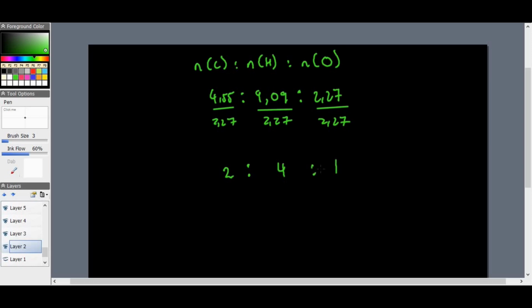Alright? Easy. Now that we know that, let's take the empirical formula. In our final answer, empirical formula is, well, that's carbon, so that's C2, and there is H4, and that's just O. You don't have to write oxygen with the 1 there.